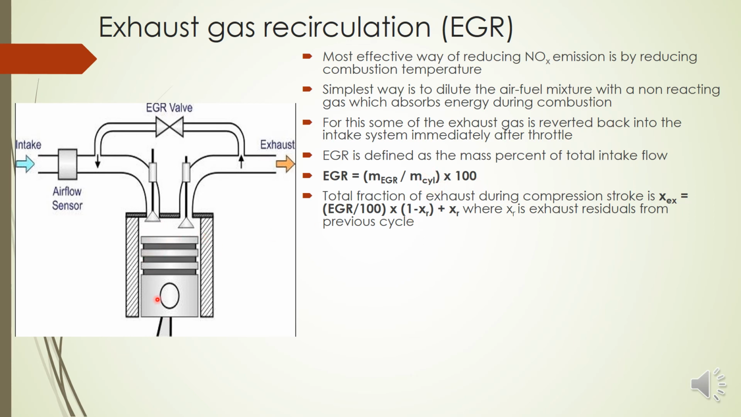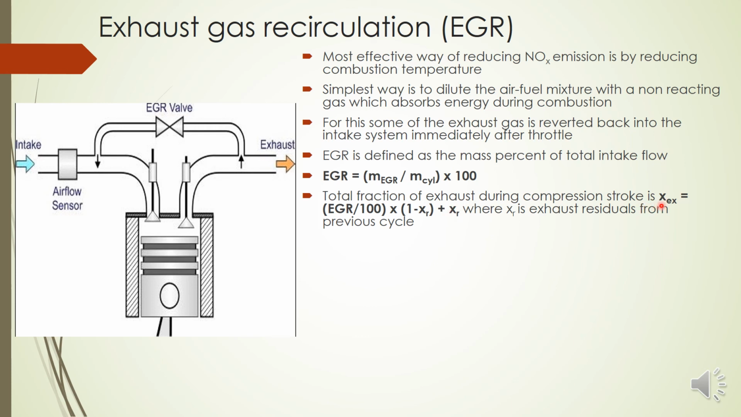And how much exhaust gas will be present? The total fraction of exhaust gas during the combustion stroke, X. What will be its value? It will be XR. XR means already some exhaust residuals will be there from the previous cycle, sticking to the cylinder walls, etc. So XR plus EGR by 100 into 1 minus XR. So this is an equation used for finding out the fraction of exhaust at a particular combustion stroke. So before producing power, what fraction of exhaust gas will be there can be calculated using this simple relation.